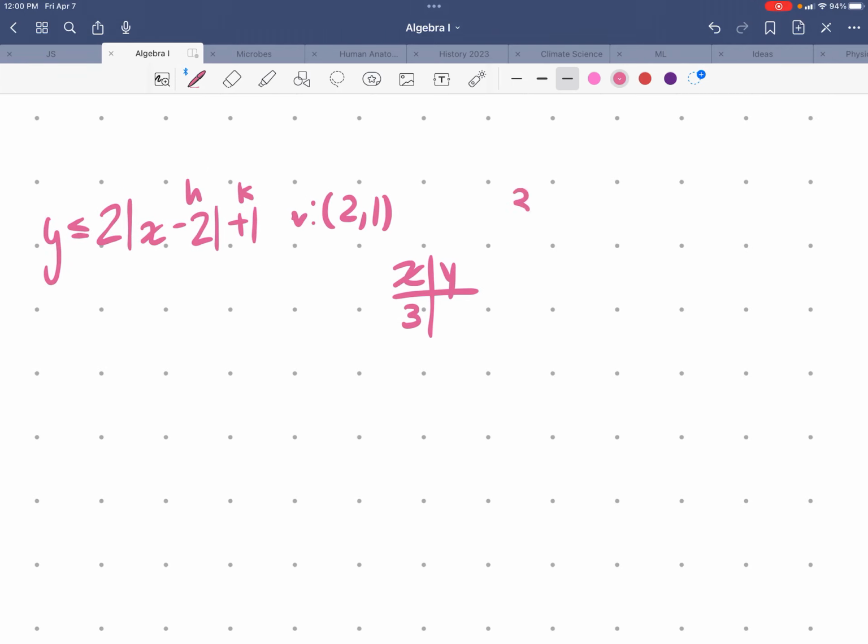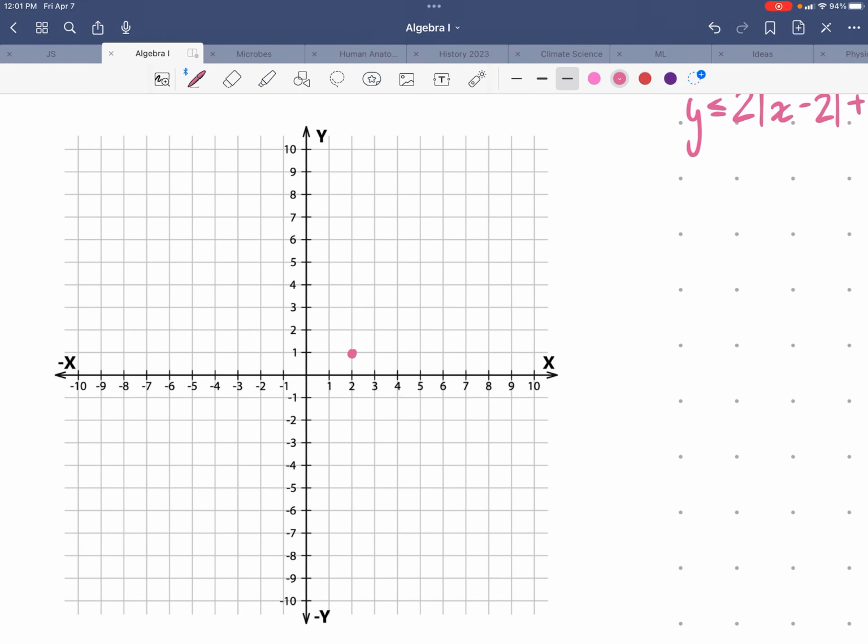I'll choose 3 for x, and get 3 minus 2. We get 1, squared, not squared. So 1 times 2, 2 plus 1, we get 3. So our second point is 3, 3. Let me see, our theory is correct.